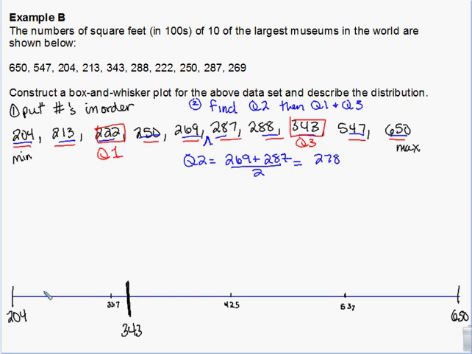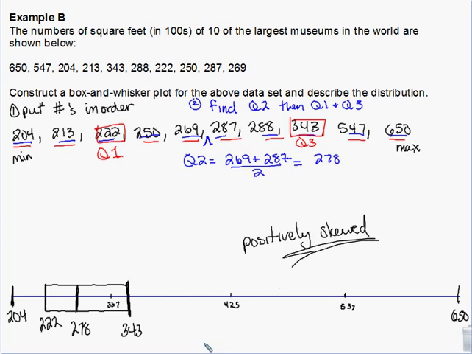Okay, and 222 is going to be closer over here. And 278 is going to be maybe here. Okay. These three numbers get the box because that's Q1, Q2, and Q3. And then my whiskers, I have a short whisker here and a really long whisker over here. This tells me I am positively skewed. Right? Because I'm pulling way over.